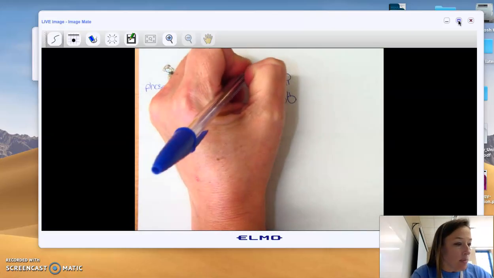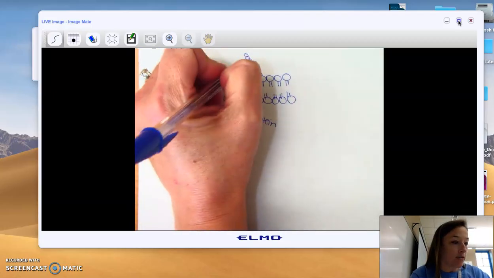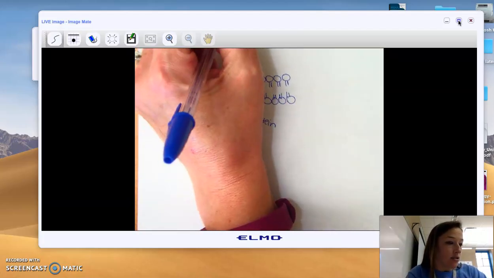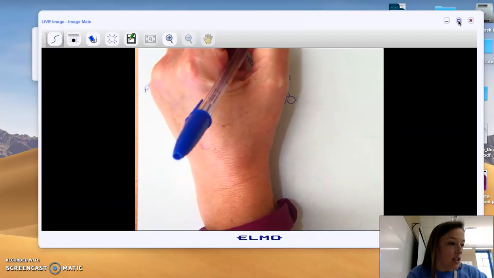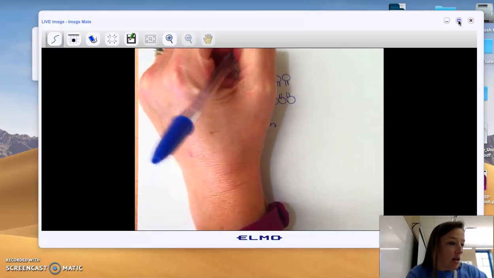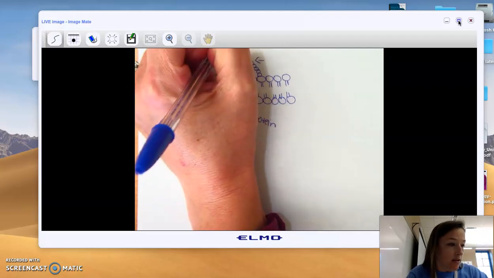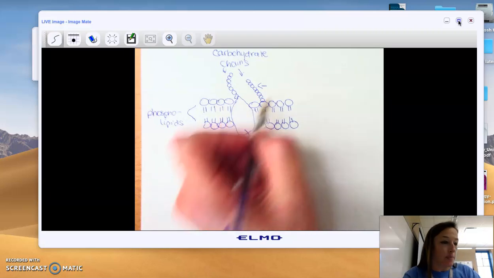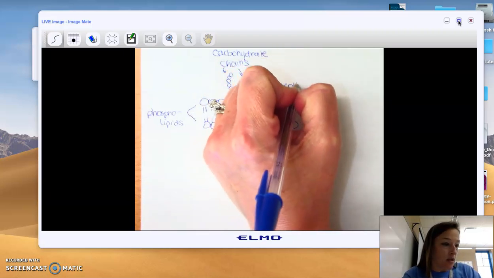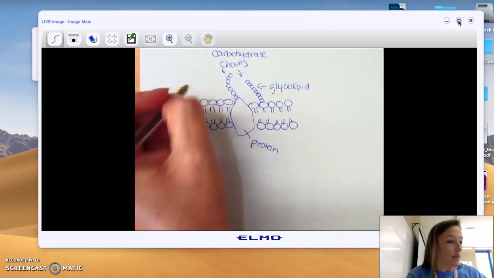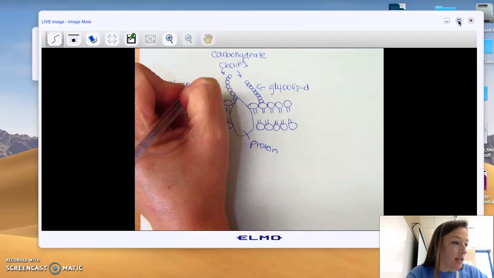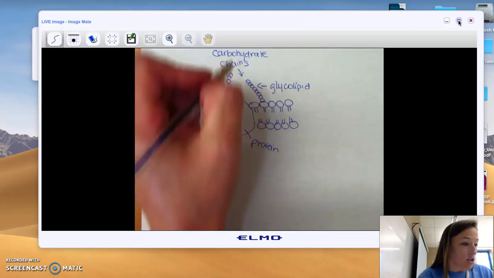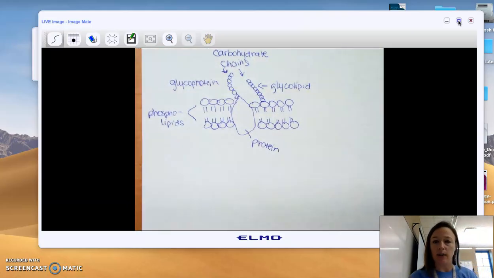You also have carbohydrate chains, and those can be coming off of a lipid or they can be coming off of a protein. Okay, and so those are our carbohydrate chains. If they're coming off of the lipid, they are called a glycolipid. Glyco just means sugar, so it's a sugar attached to a lipid. And if they're coming off of a protein, they're called a glycoprotein. You may not need to know those words, but I'm going to share them with you just in case you see them somewhere. You'll be like, oh, I know what that is.